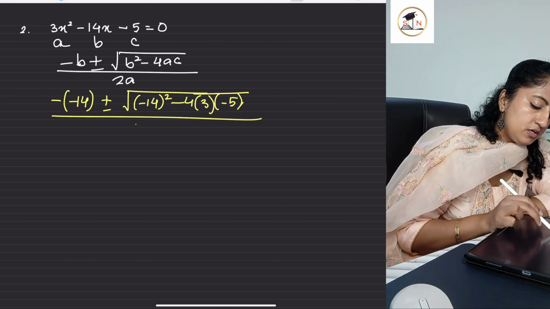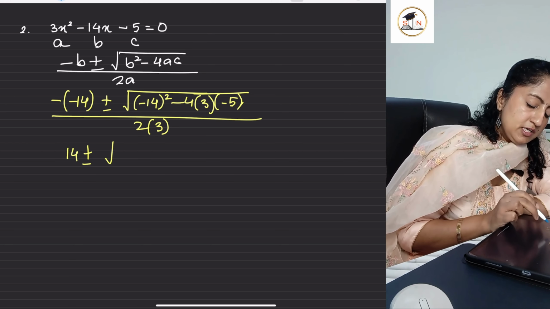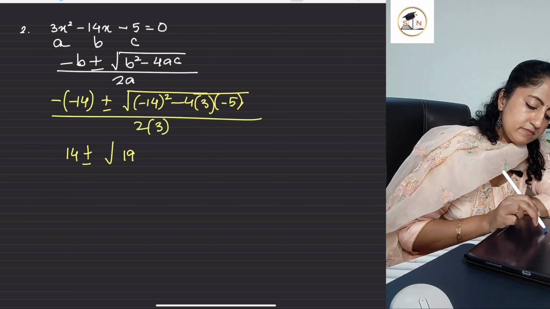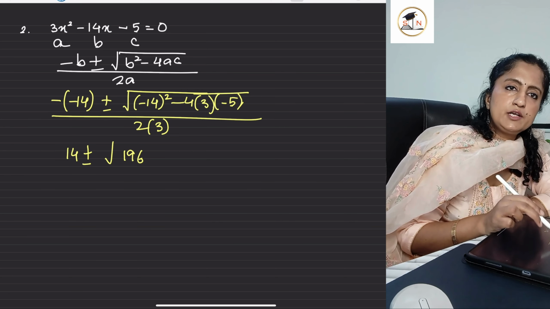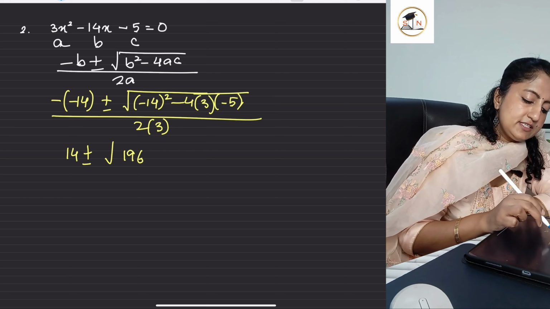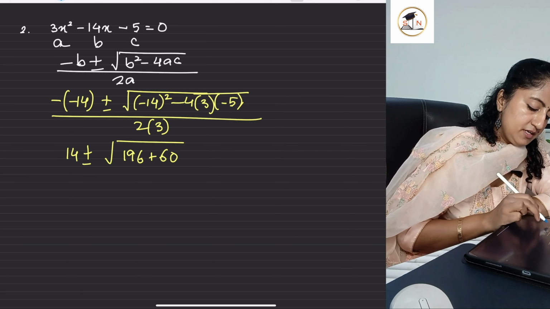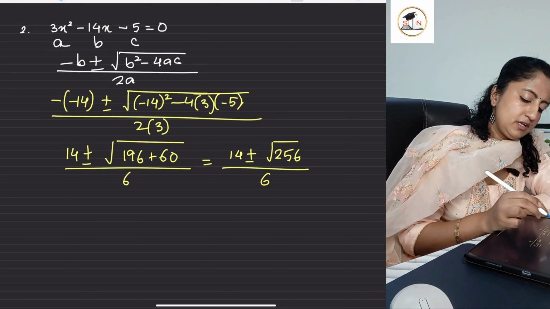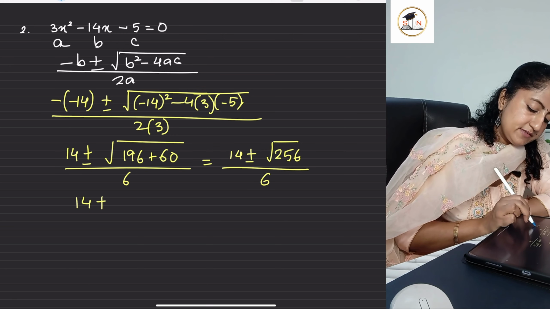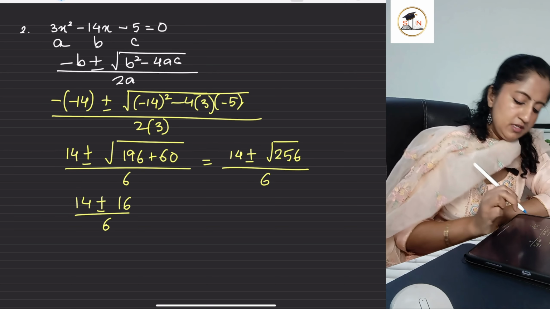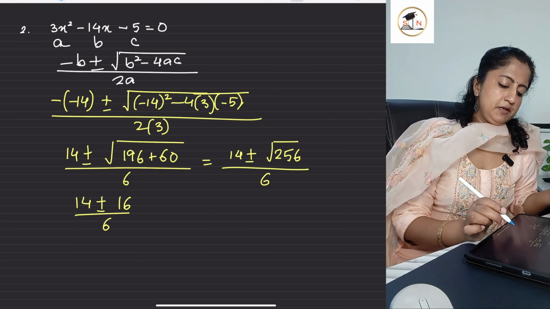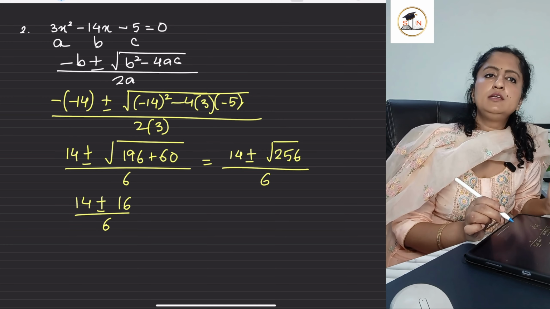Okay, so we get 14 outside plus minus square of 14, negative 14 is 196. Now 4 times 3 is 12 and 12 times negative 5 is negative 60. But we already have a negative outside, so it becomes plus 60, divided by 6. What does it give us? 14 plus minus under root of 256 divided by 6. Now, what is the square root of 256? That is 16. So over here we have got 14 plus minus 16 whole divided by 6.